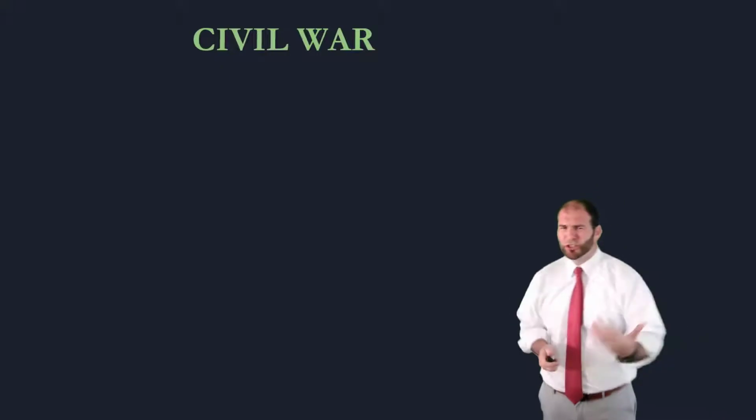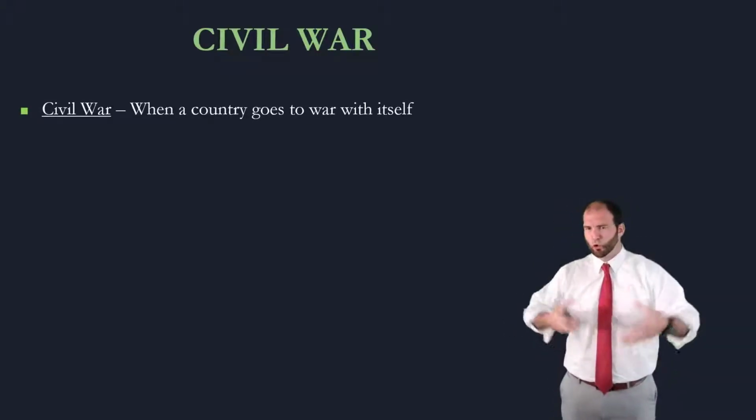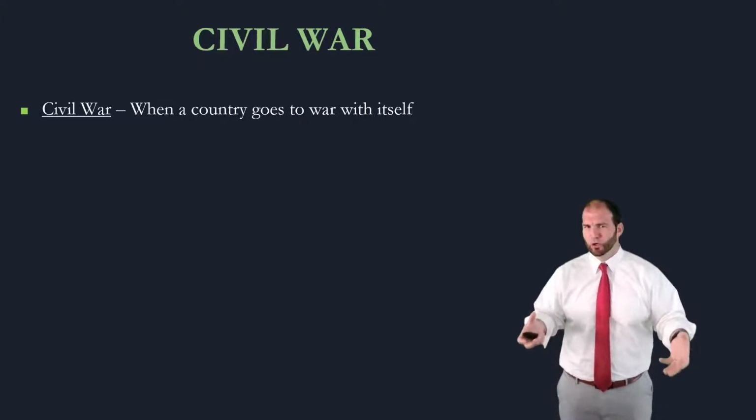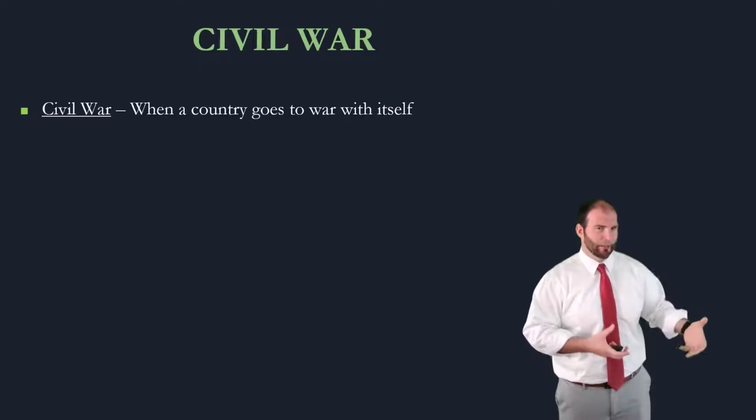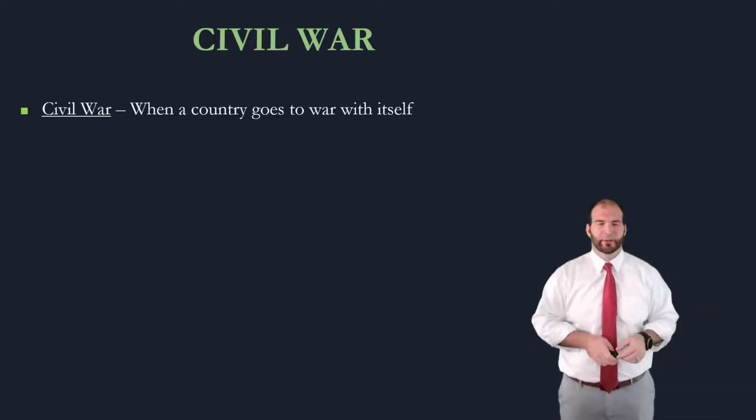All right, so let's talk. What is a civil war? A civil war is just when a country goes to war with itself. Most countries have had a civil war at some point. The United States just happens to have had its between 1861 and 1865.